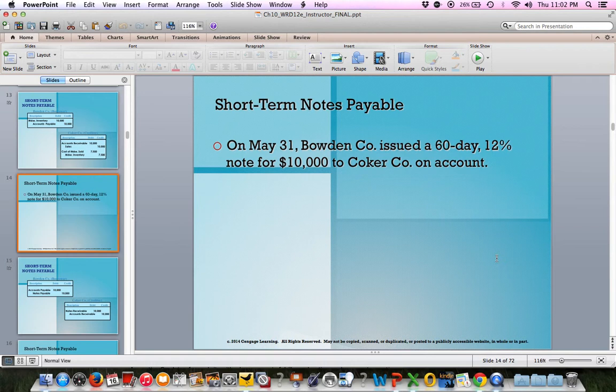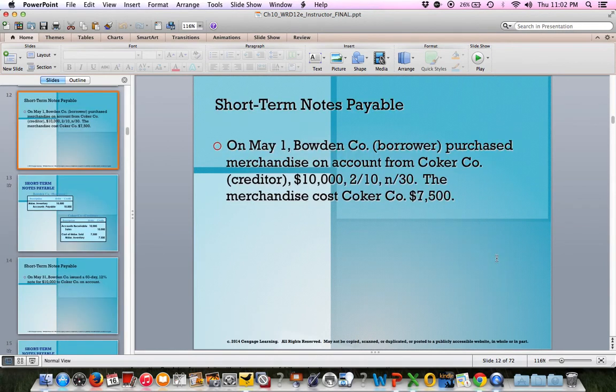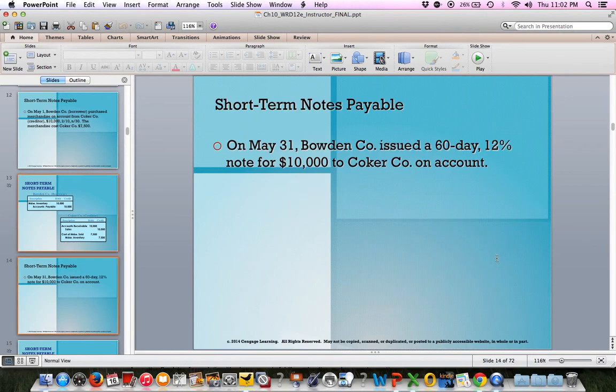On May 31, Bowdoin issued a 60-day 12% note for $10,000 to Coker on account. So basically what happened is that first entry happened on May 1st with the 30-day due date. The entries were made. We get down to May 31st, and Bowdoin does not make the payment.